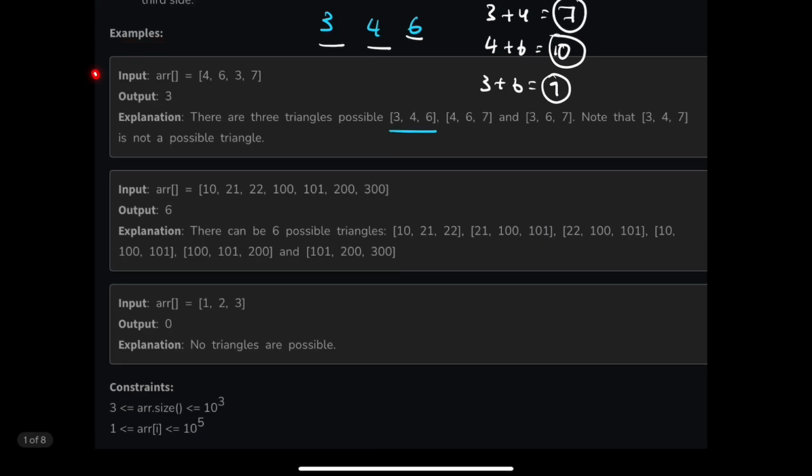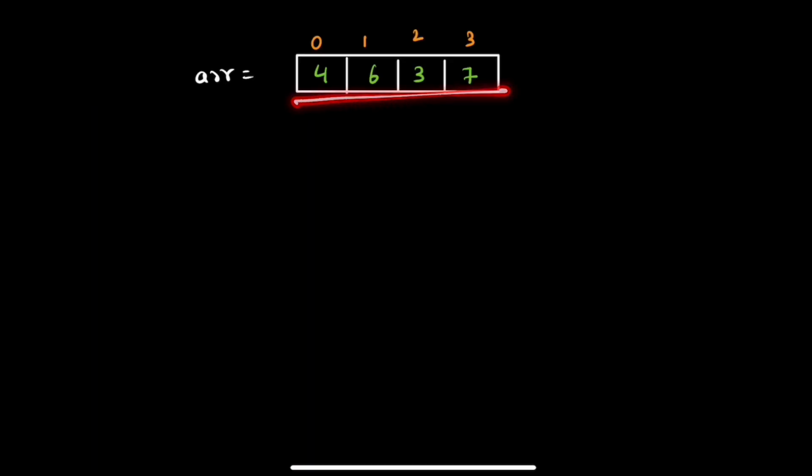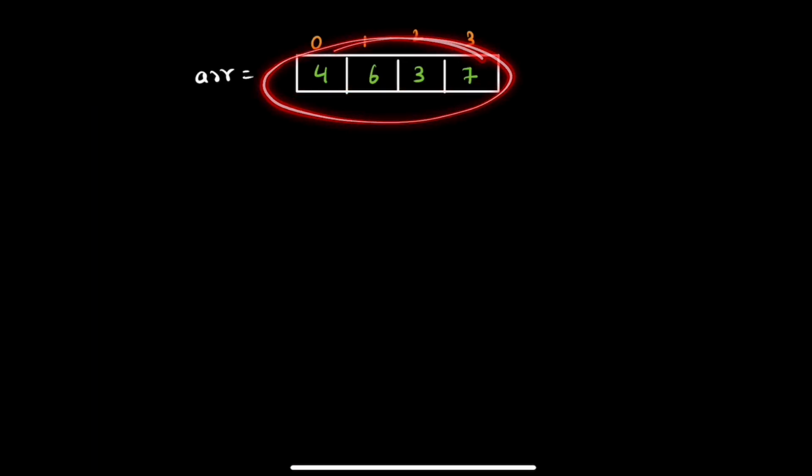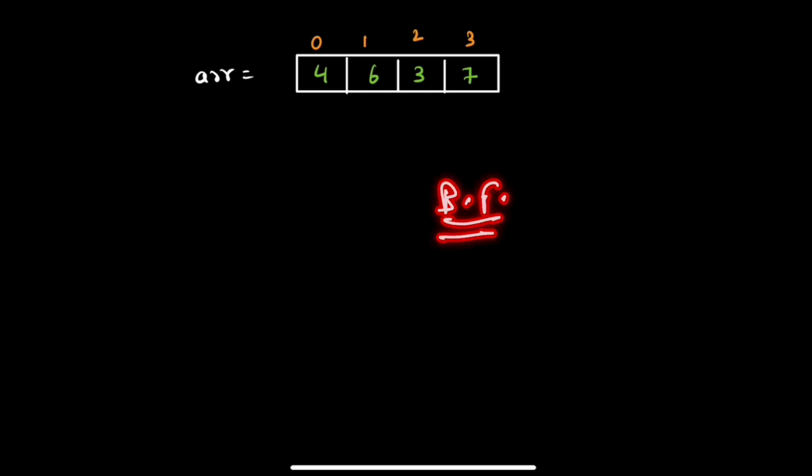From the examples, let's consider example 1 as reference and try to find a few observations from it. So this is the example array. From this array, we need to form all the possible triangles, which is nothing but all the possible triplets. I may be using triplets and triangle interchangeably, but I mean the same. Now, what does the brute force approach say? Generate all the possible triplets and check whether each triplet satisfies the condition.